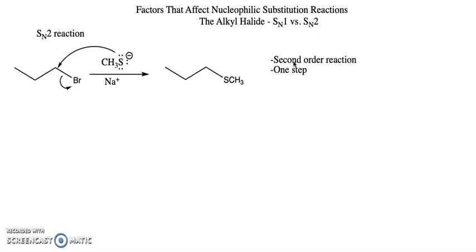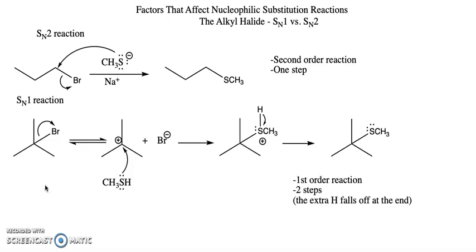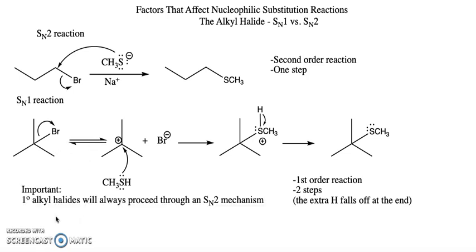in one single step, and it's a second order reaction. In an SN1 reaction, the reaction occurs in two steps. The leaving group leaves, and then the nucleophile comes in and attacks the formed carbocation. In this particular case, at the end of the reaction, my hydrogen leaves to give me my neutral sulfide. This is a first order reaction because the rate determining step is this very first step where the leaving group leaves.